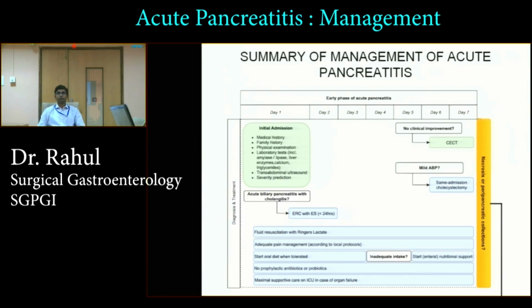But if the patient has clinical improvement over the next 3 to 4 days, then no further intervention or imaging is required. But if the patient has clinical deterioration, then CECT may be considered in such patients. And in patients with mild acute pancreatitis, if the patient has resolved over 3 to 4 days and the cause is gallstones, then the patient should undergo cholecystectomy before discharge.